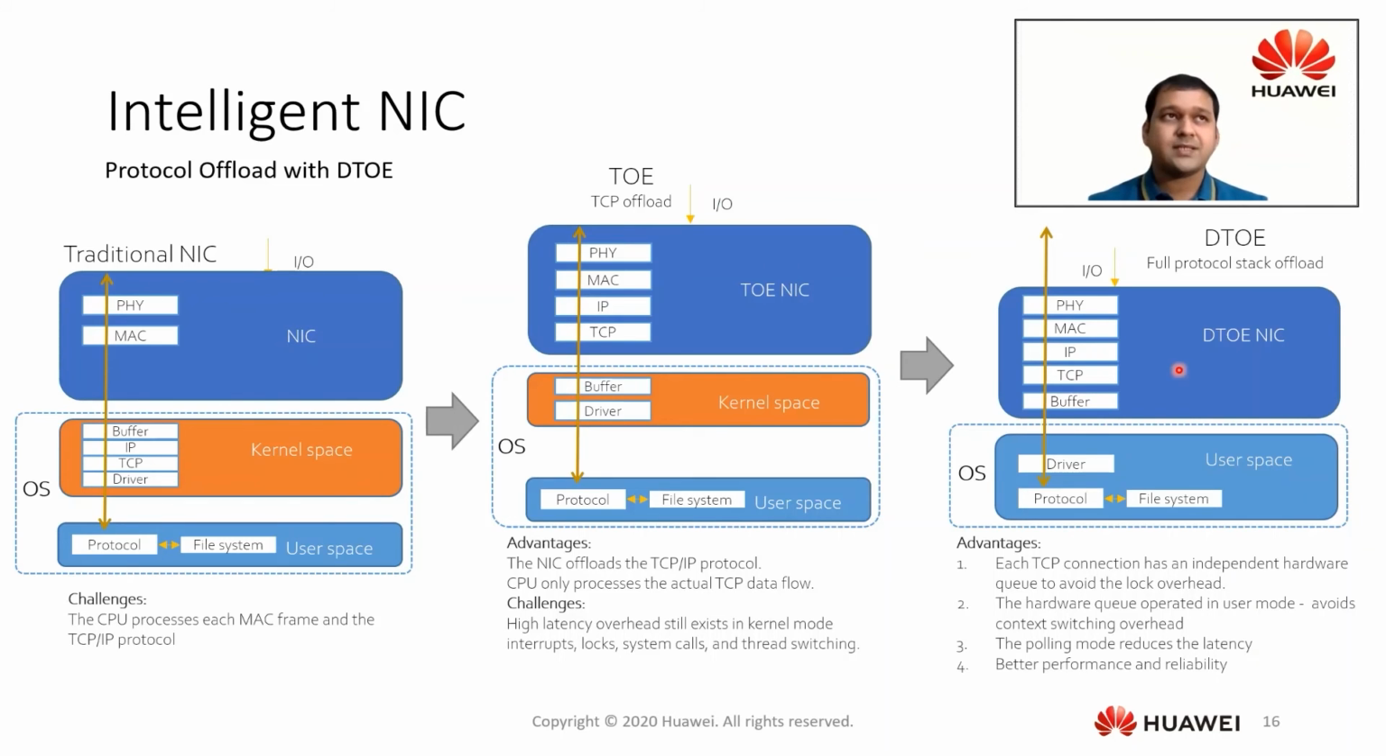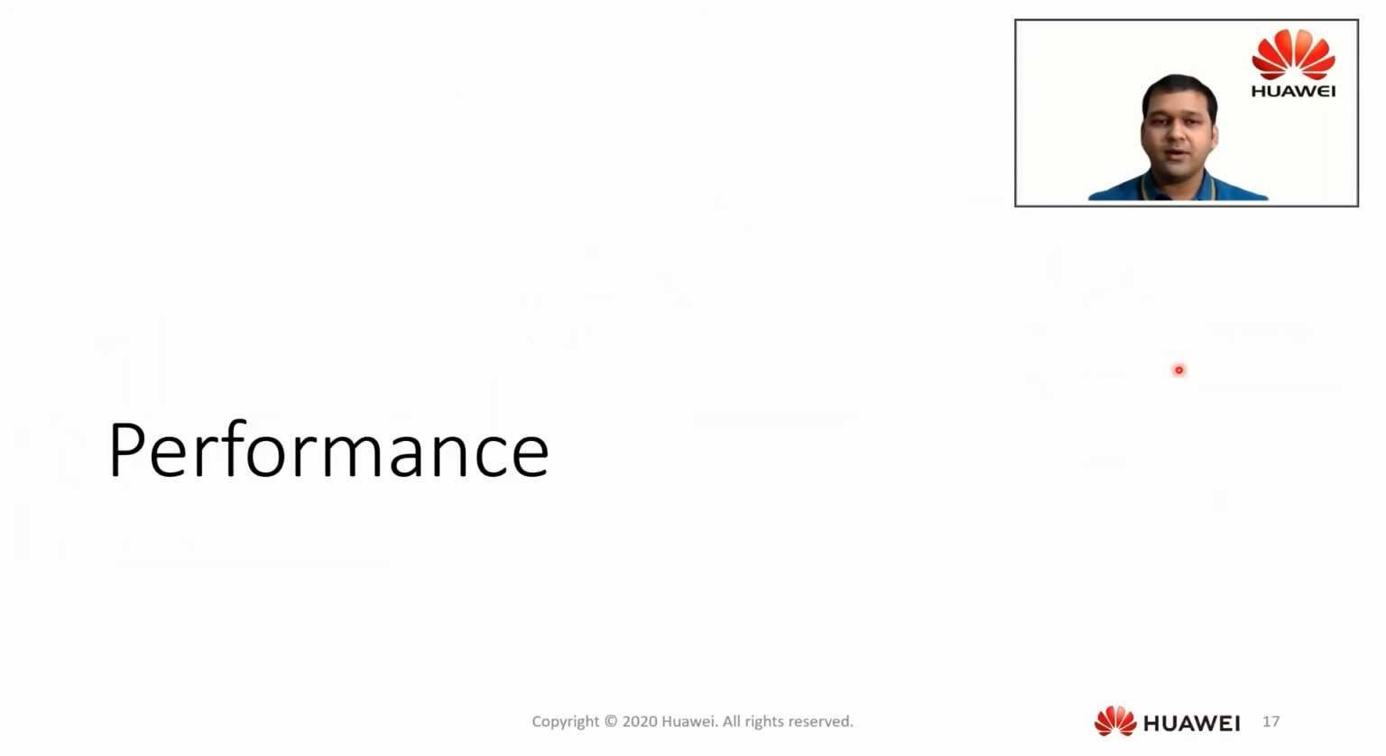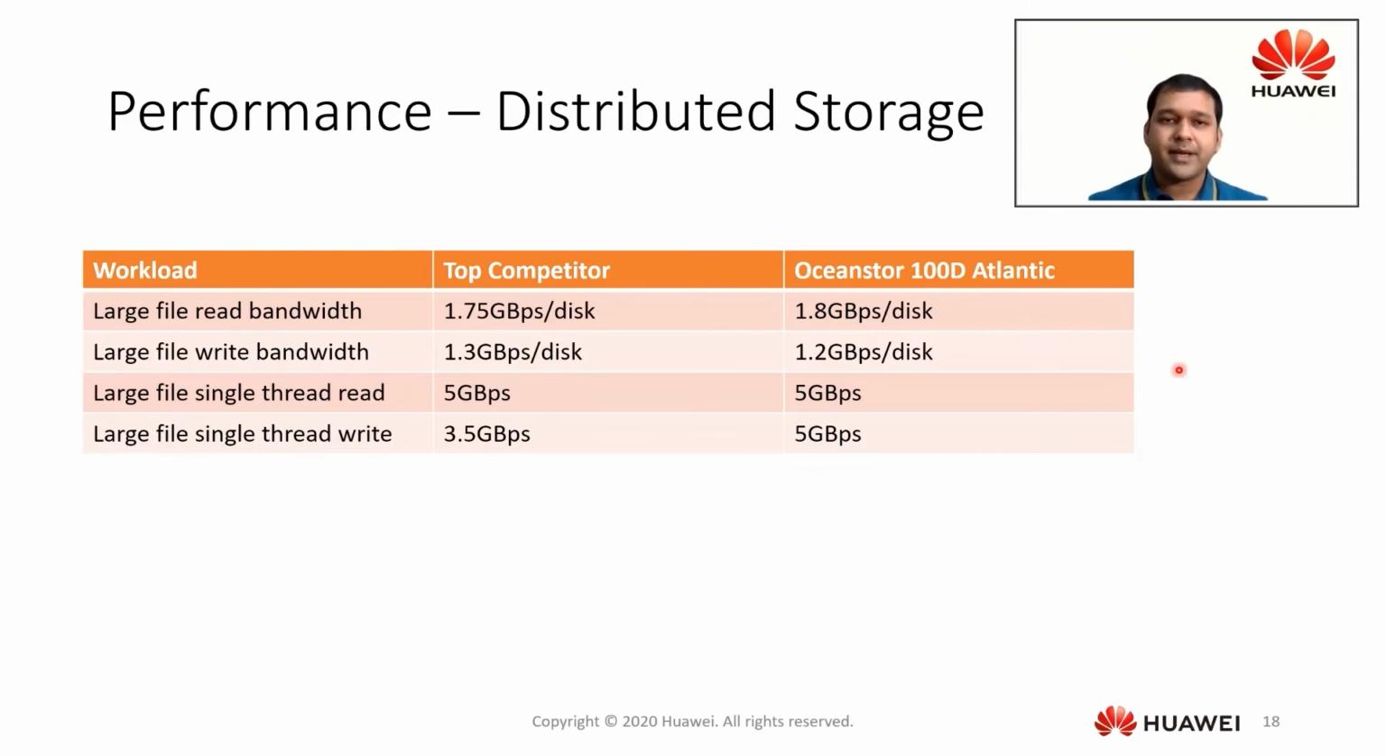So talking about performance, finally, I move on to our performance numbers. So all of the work that we did over the past 3 years, where has it brought us? So here is a comparison of our performance against another distributed storage device coming from another top vendor. Here we ran the performance on our OceanStore 100D Atlantic platform. This is a highly scaled out platform, and we offer it for our distributed storage where it could have lots of nodes connected.